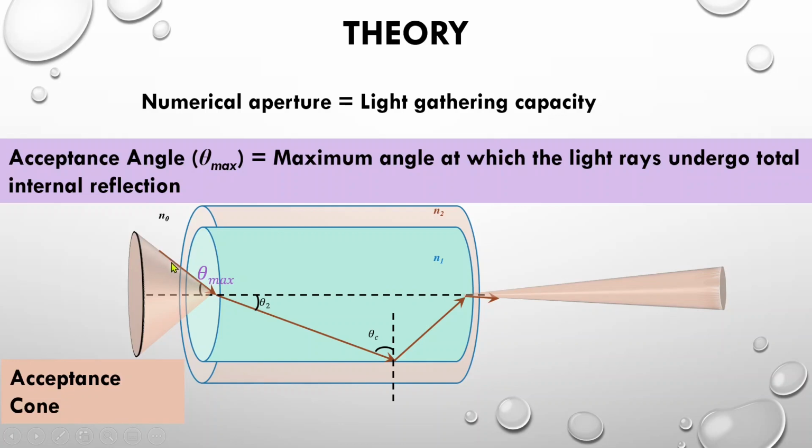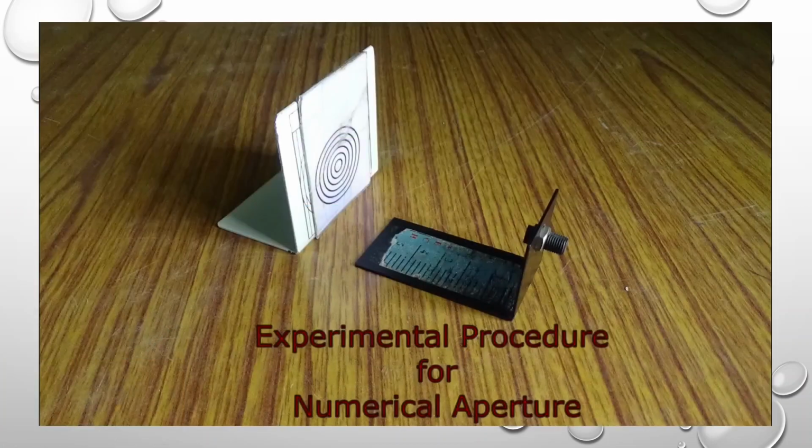If we see this incident ray in 3 dimensions, the locus of the maximum angle traverses a cone. All the light rays which fall within this cone can propagate through the fiber. Thus, this cone is known as acceptance cone. Now let us see how to perform the experiment.